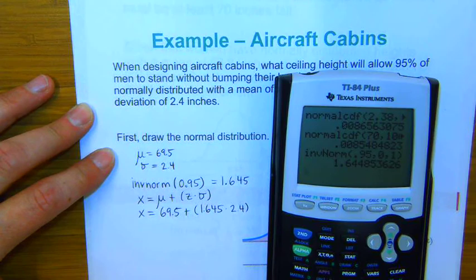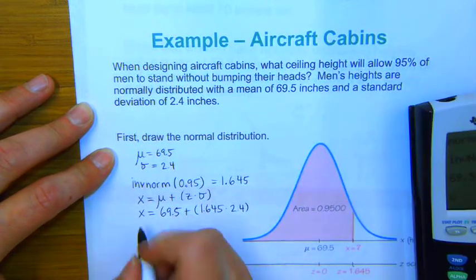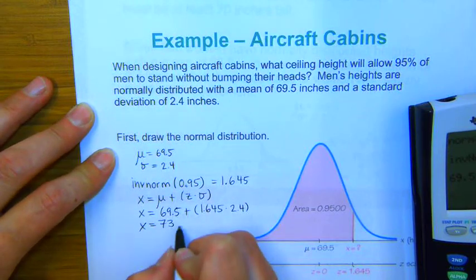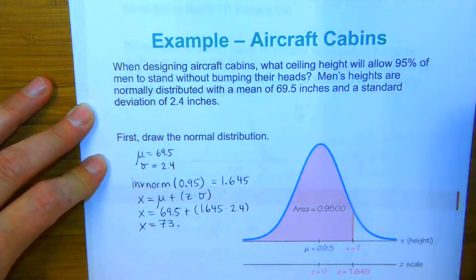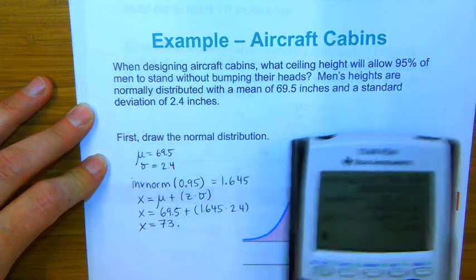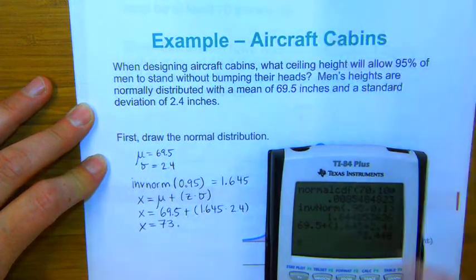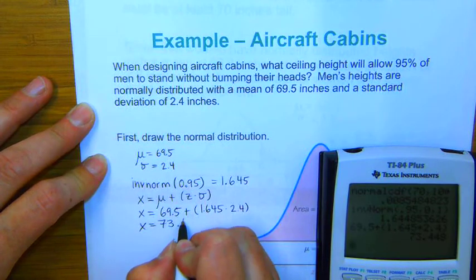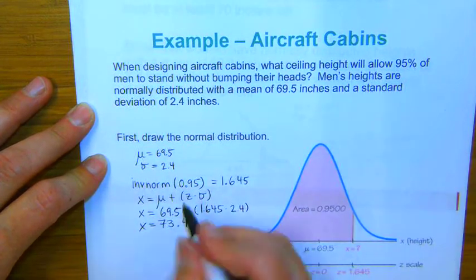So we have 69.5 plus 1.645 times 2.4, excuse me, and that is equal to 73.448. Let's round it to 1 decimal because that was what our mean was given as well. So we have 73.4 inches.